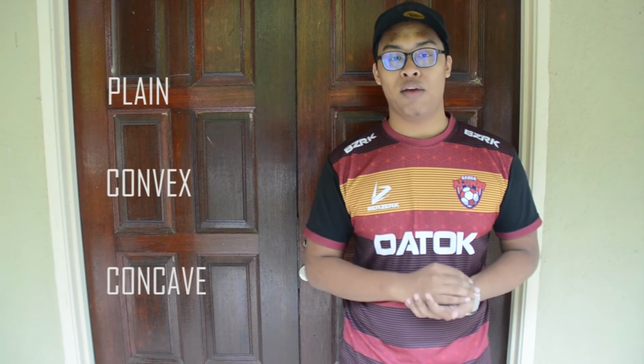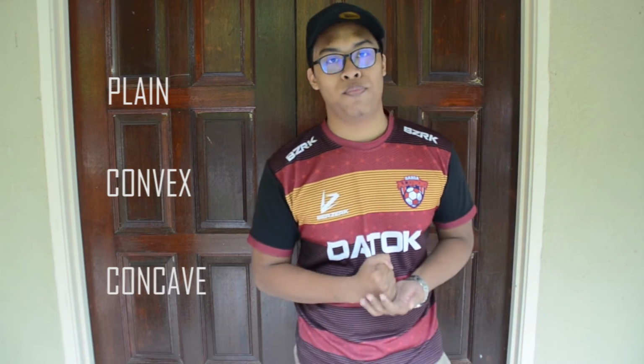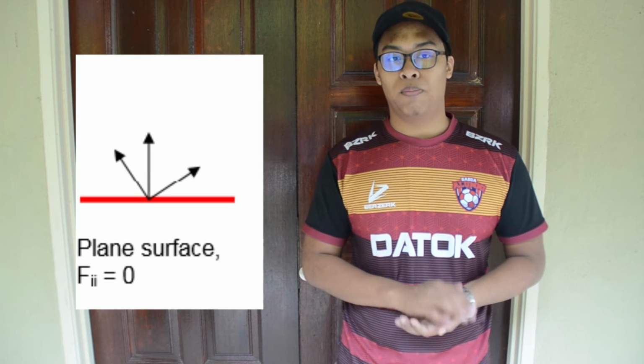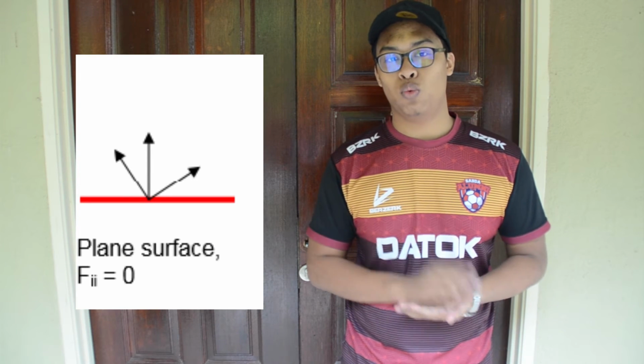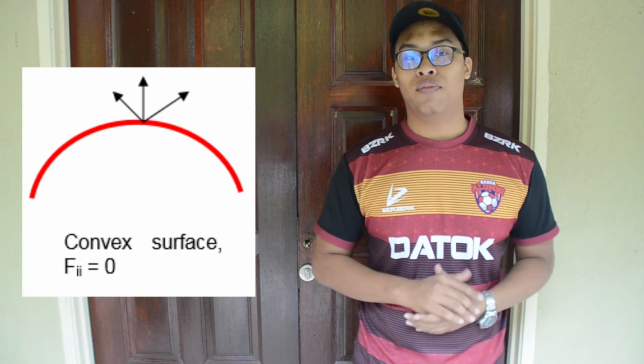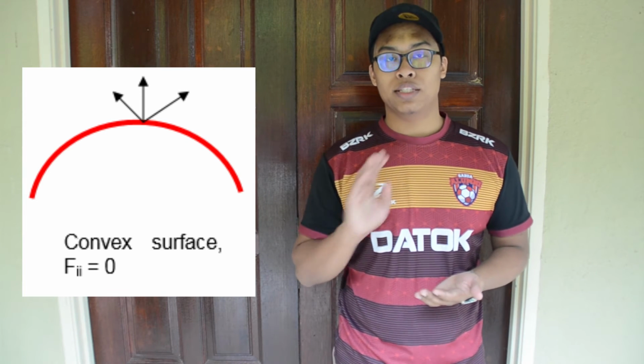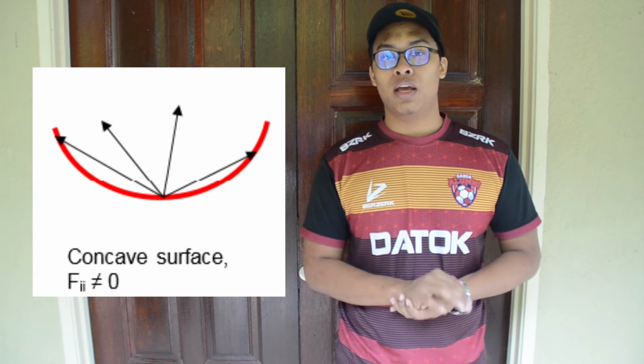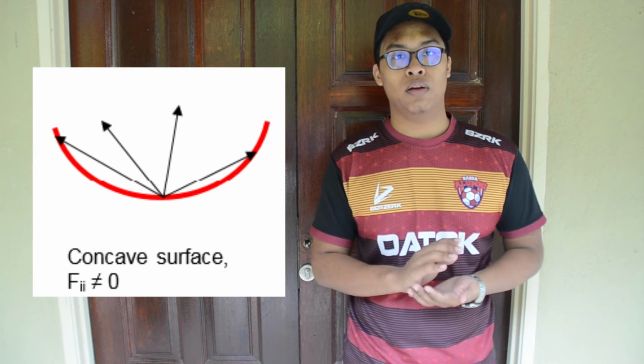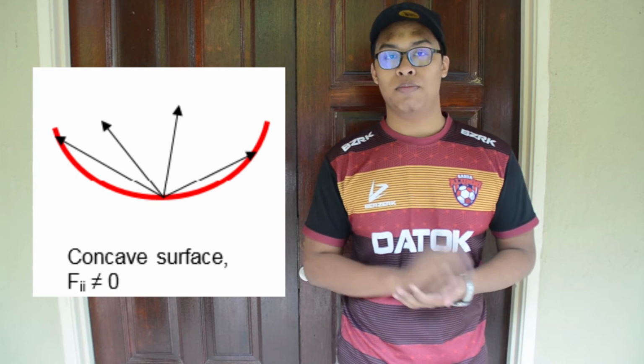Okay, so in this explanation, there are three types of surface that we are concerned with. First, we have plane, convex, and concave. The view factor Fij for a plane will equal 0. For the convex, F will also equal 0, and for concave, the value of Fij will not become 0.